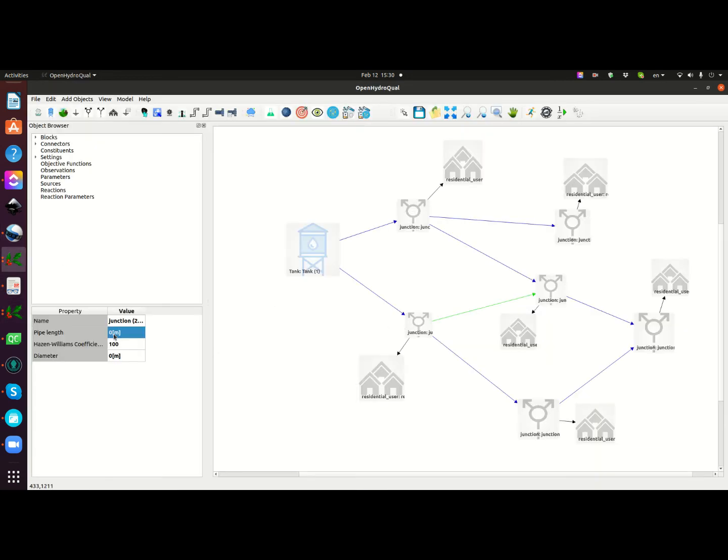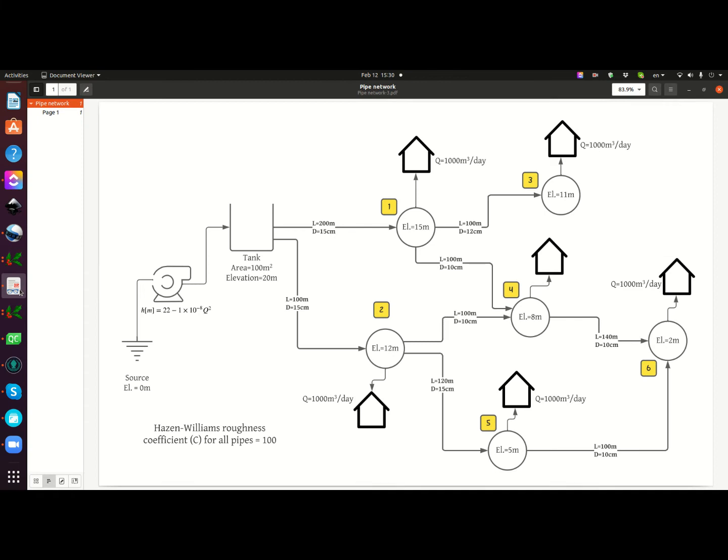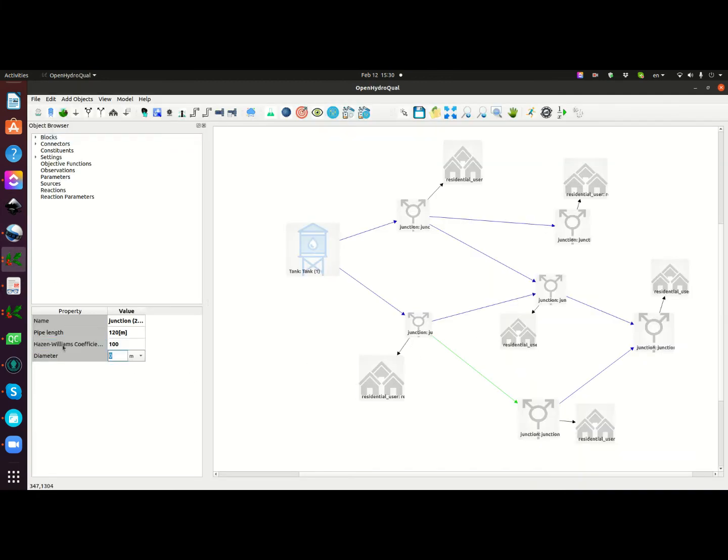So this is going to be 100, and it's a 10 centimeter pipe. And then this one is going to be 120 meters. I guess it was 15 centimeters, 0.15.